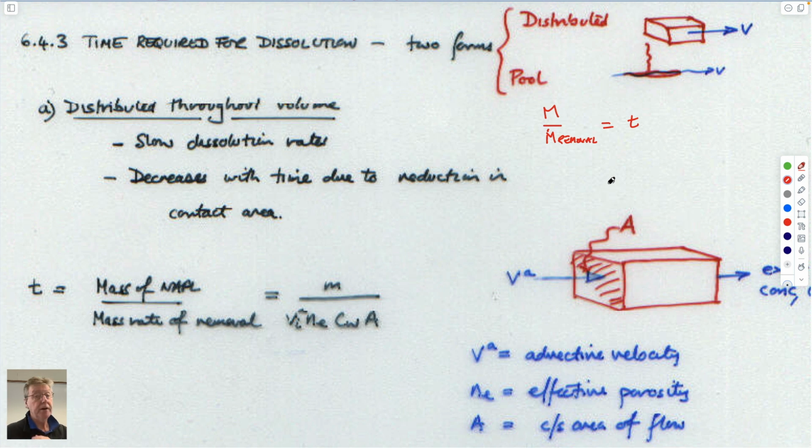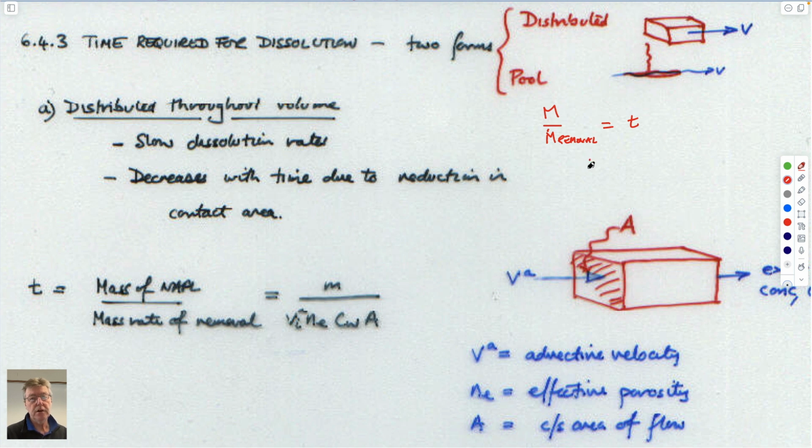That equals the time, right? This is mass per unit time. So one divided by the other will give you seconds or years. And so if you know the amount of mass that's present in the system and you know its rate of removal, you can calculate how long it would take to remove it, which might be a useful number if you're doing it by dissolution.